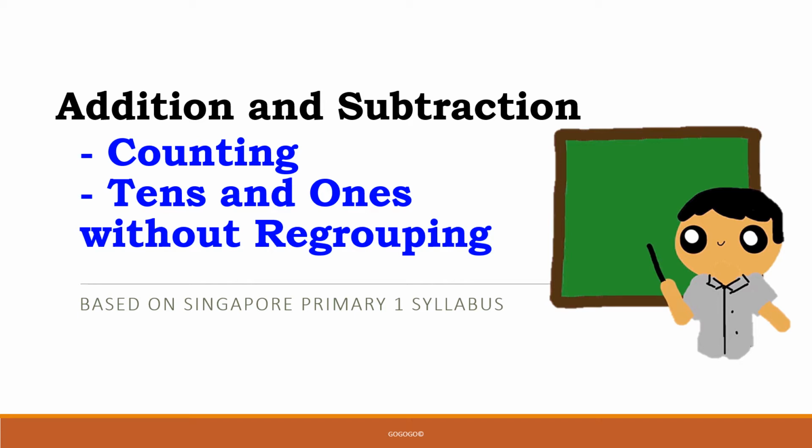Today, we will learn about addition and subtraction using three methods. They are the simplest counting method, and then without regrouping, and the regrouping methods. By mastering this, you will be able to perform addition and subtraction up to big numbers.